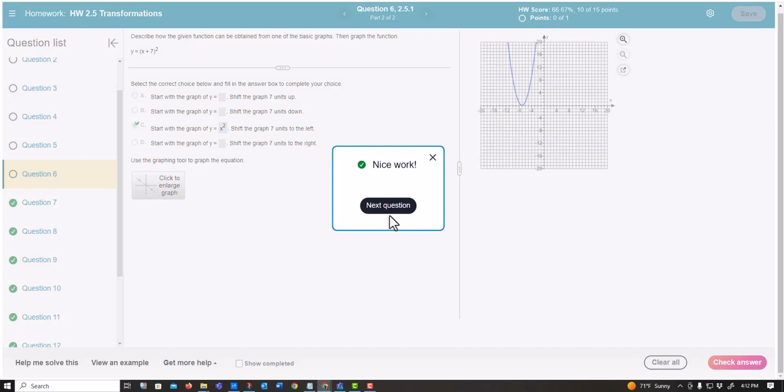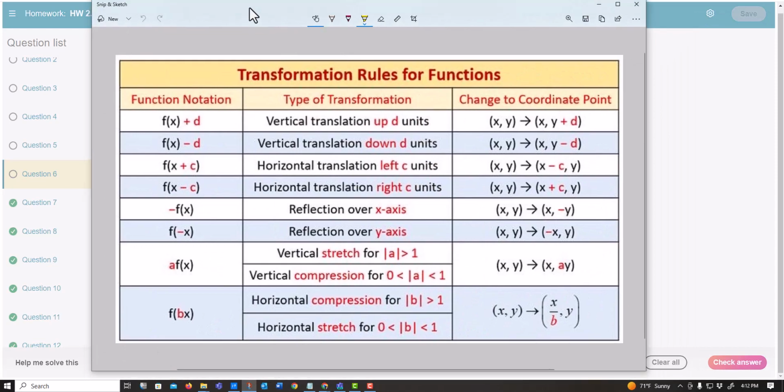So that's how you're going to work these. As I mentioned, this right here is going to be the key to work these, but then you'll always start with that toolkit function, whether it's x squared, x cubed, the square root of x, and then you'll translate it from there.